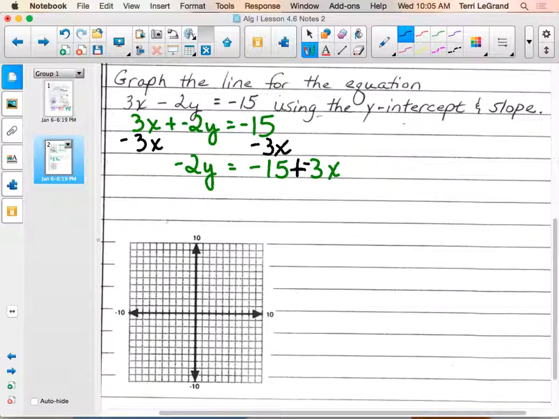Yeah, we still don't have just y. We have negative 2y. What are we going to do? Divide everything by 2? Negative 2. By negative 2, yeah. Let's divide everything by negative 2.